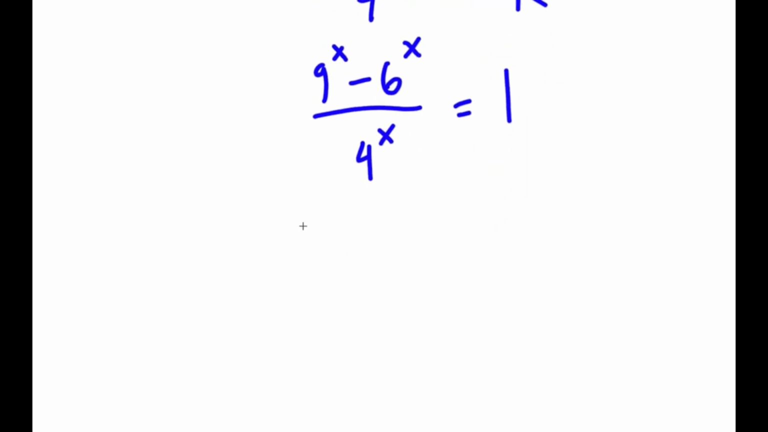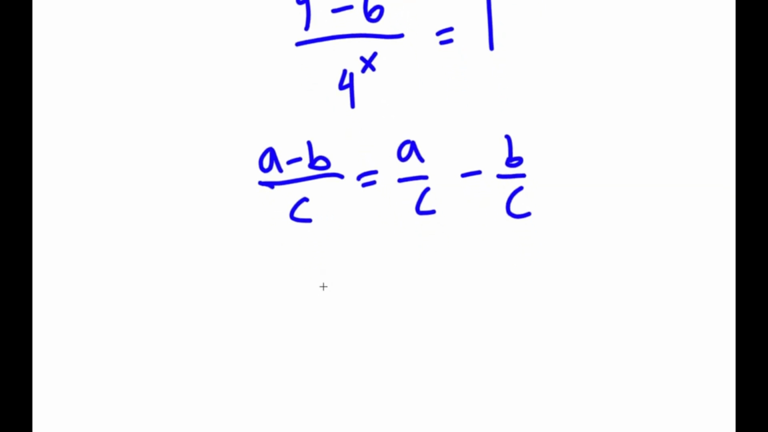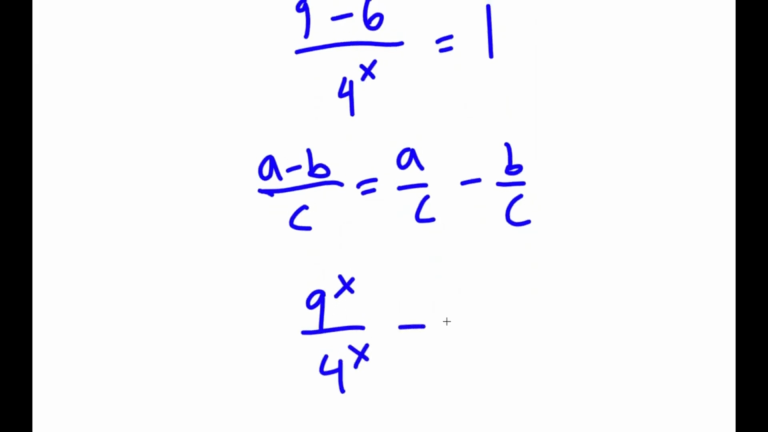Now, if I have something in the form a minus b over c, this can be written as a over c minus b over c. So 9 to the power of x minus 6 to the power of x over 4 to the power of x, that can be written as 9 to the power of x over 4 to the power of x minus 6 to the power of x over 4 to the power of x. This is equal to 1.